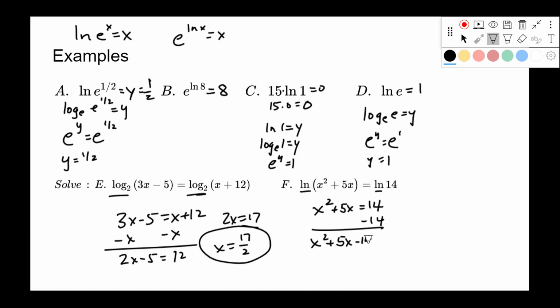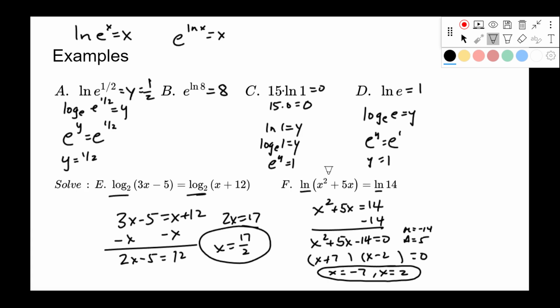x squared plus 5x minus 14 equals 0. I'm going to factor this. x and x, they have to multiply to be negative 14 and add up to 5. So that's going to be positive 7 and negative 2. So x comes out to be negative 7, and x comes out to be 2. Those are my two answers. We will have to check logs and natural logs coming up to make sure that the values inside the argument are positive, but we're not doing that yet. It's coming up. That's something to look forward to.